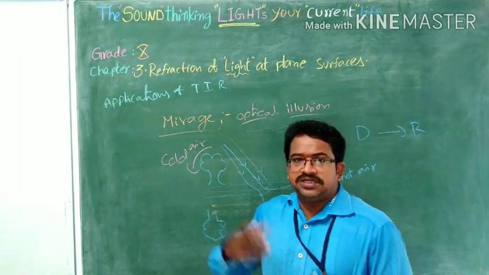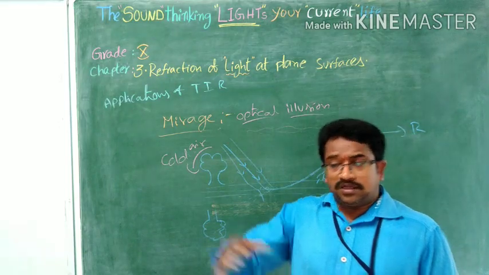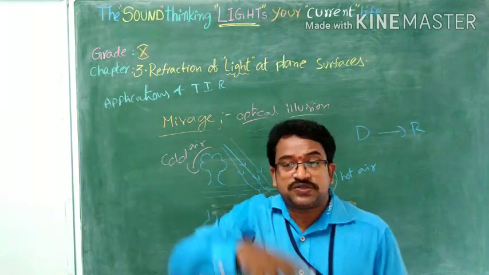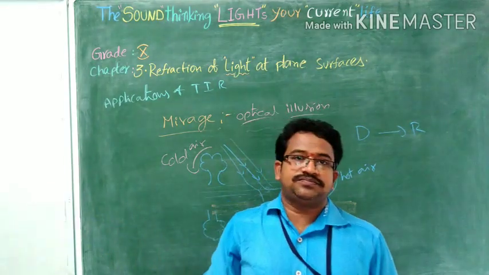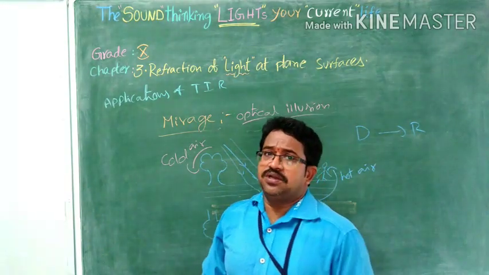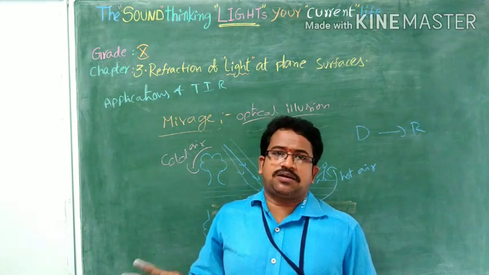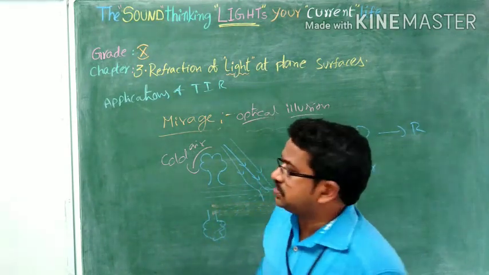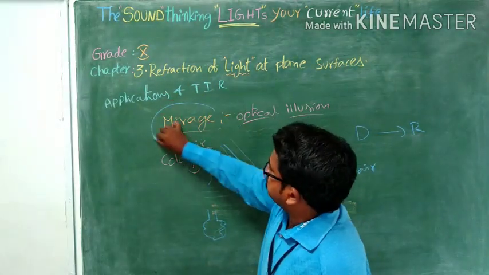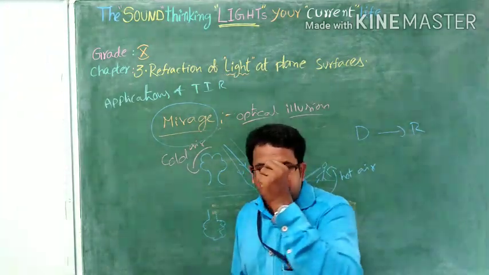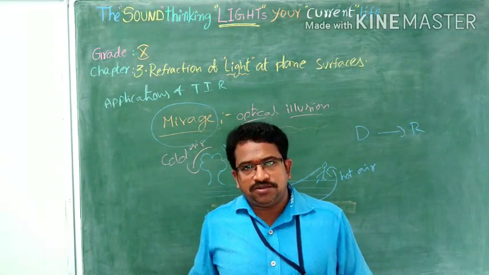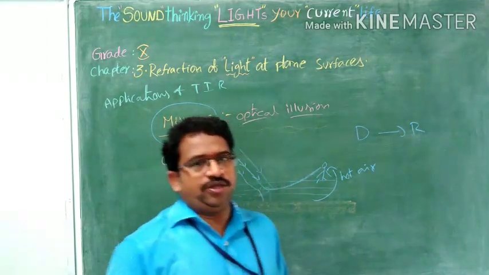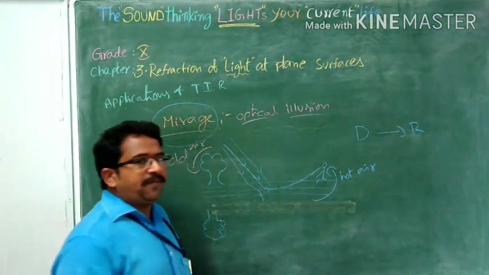It is going to happen in deserts also. On tar roads also, sometimes water seems to be present on the surface, but when you go there is no water. All these are optical illusions because of TIR, total internal reflection. So what is the phenomenon behind mirages? TIR, total internal reflection. Mirage is an optical illusion. Okay, how is it going to happen?